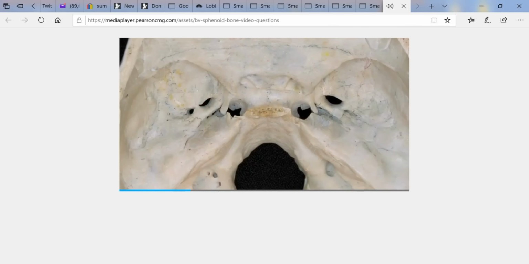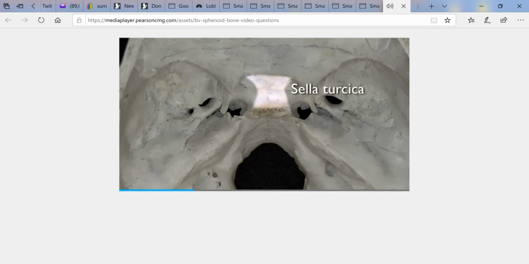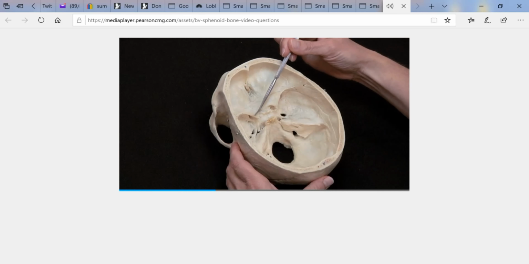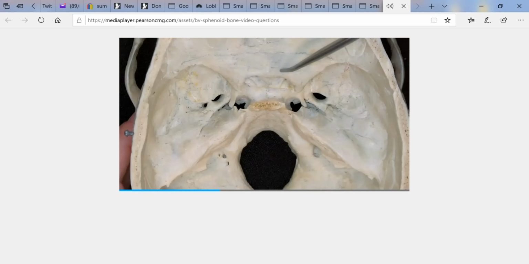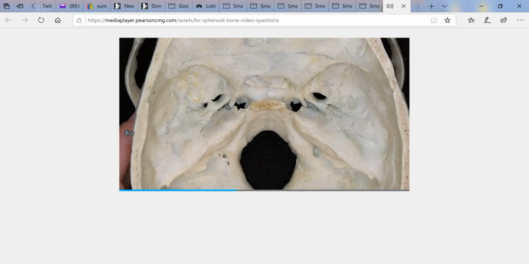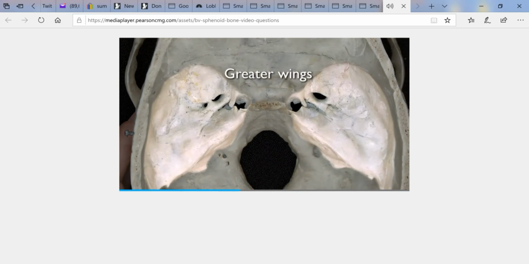This central region is called the sella turcica. The depression where the pituitary gland sits is called the hypophyseal fossa. These little triangular regions, which form an overhang, are called the lesser wings of the sphenoid bone. The wings of the bat are the greater wings of the sphenoid bone.